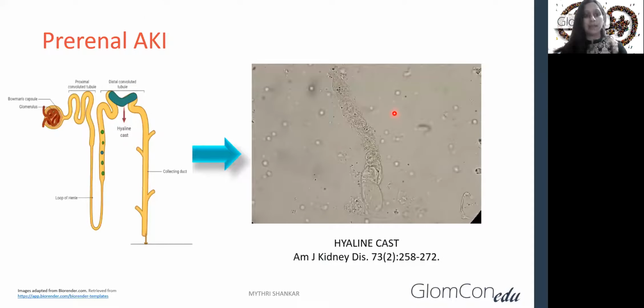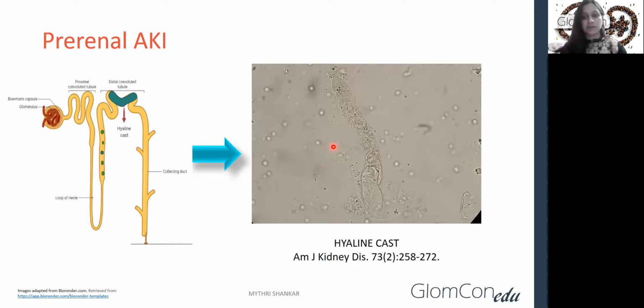Urine is usually bland in prerenal acute kidney injury, but sometimes we may see hyaline casts. These hyaline casts are not associated with tubular injury. They are composed of uromodulin, which is produced by the loop of Henle. It is depicted by the green dots here. Hyaline casts are colorless and can be missed on bright field microscopy.